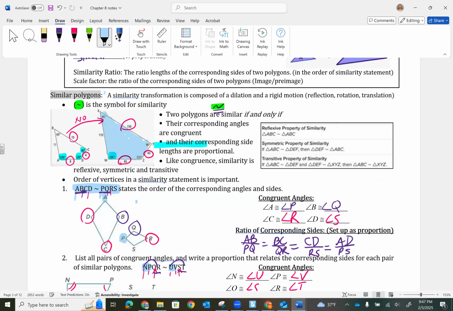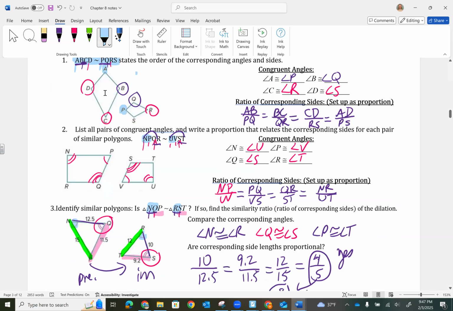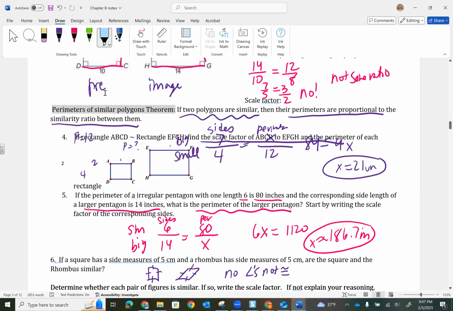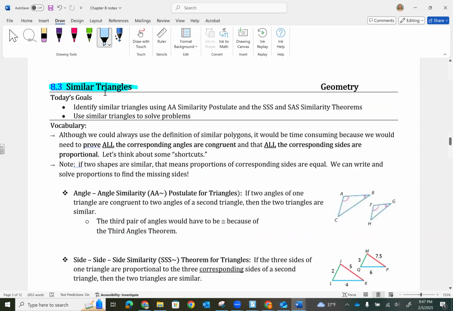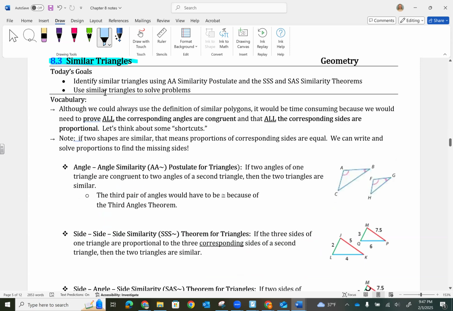So in this one, the factor is going to be multiplied by 10. Okay. And sometimes it's times a half. And so today we're going to say, if we have a four-sided figure, you've got to show that all the corresponding angles are congruent and the corresponding sides are in a fraction relationship, a ratio.